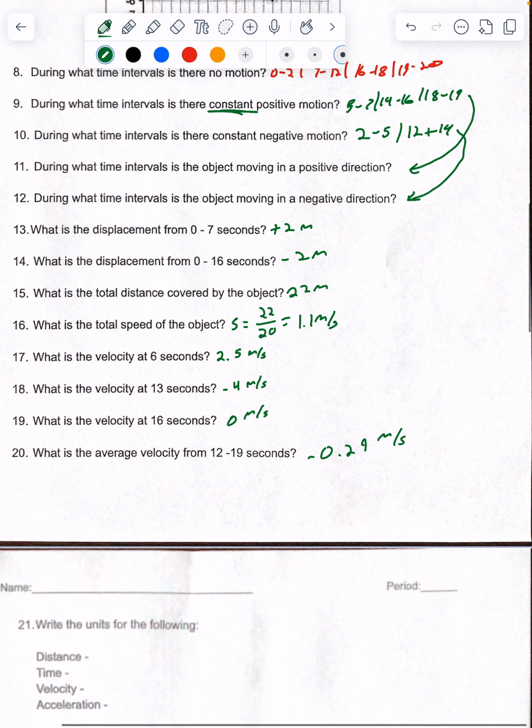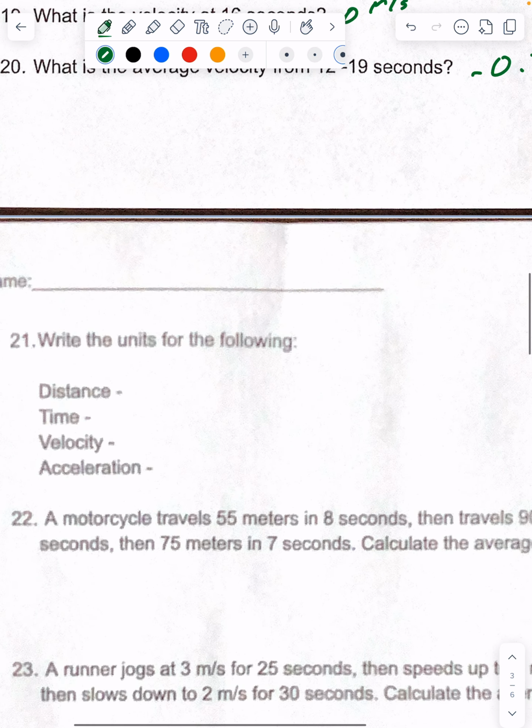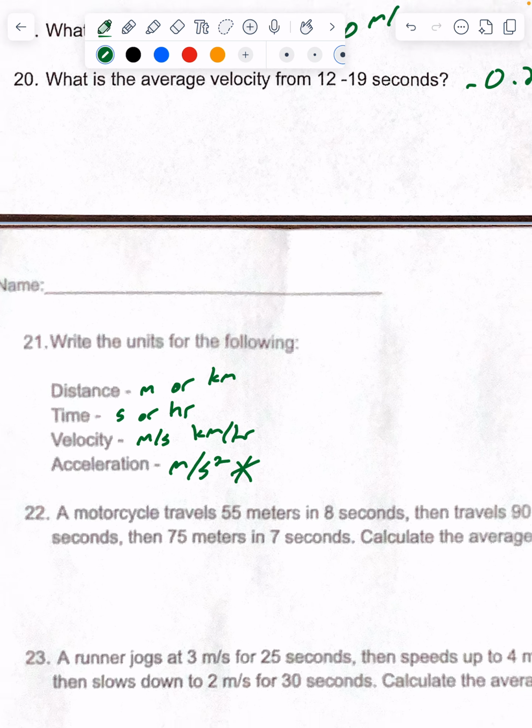Okay, that's it. Number 21, write the units for the following. I'm just going to give you the most common ones you'll see. So distance is usually meters or kilometers. Okay, time is usually seconds or hours. Okay, velocity is meters per second or kilometers per hour. Okay, and then acceleration, we don't worry about the kilometer stuff, so it's always going to be meters per second squared. Okay, so I will say one of the bigger missed units is that one. Okay, you've got to understand that whole meters per second squared is acceleration.